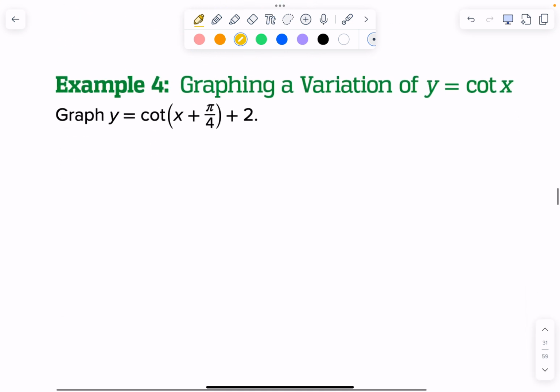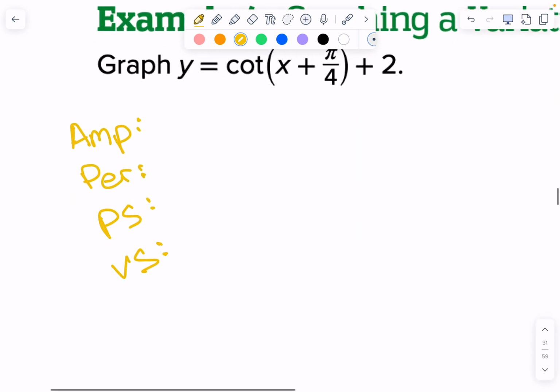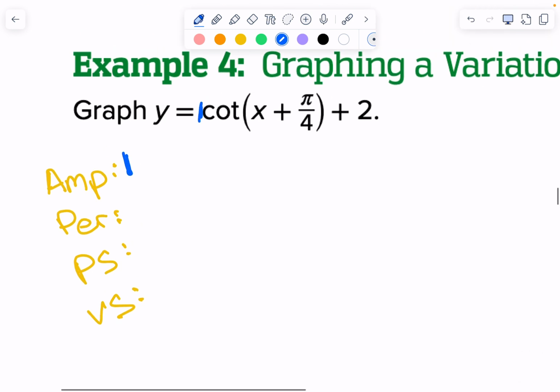Now we're graphing cotangent. All right, now we have a phase shift and a vertical shift. So amplitude, period, phase shift, vertical shift. Amplitude is what? 1. There's still a number 1 in front, so we'll just put 1 for amplitude. What's the period? Pi. Still pi. If we had a b value, we would do pi over b, right? But we don't.